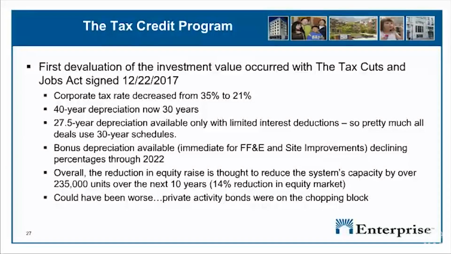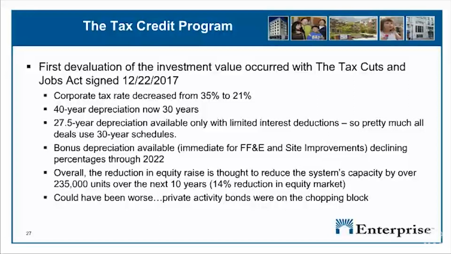Right, moving forward a little more, the first real devaluation of the investment value with the tax credits occurred with the Tax Cuts and Jobs Act signed on December 22nd of 2017. So that was after a year of everybody speculating and kind of betting on where tax reform would end up. We got a result. And that was a clear result. Corporate tax rates dropped from 35% to 21%. 40-year depreciation is no longer available. Rather, 30 years is the maximum depreciation that we can take on these housing investments. And where we used to have 27.5-year depreciation for certain deals, the conditions for using 27.5-year depreciation now are pretty hard to satisfy. So really, in my experience, pretty much every deal is using 30-year depreciation.